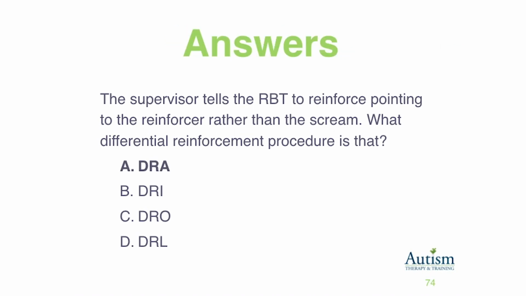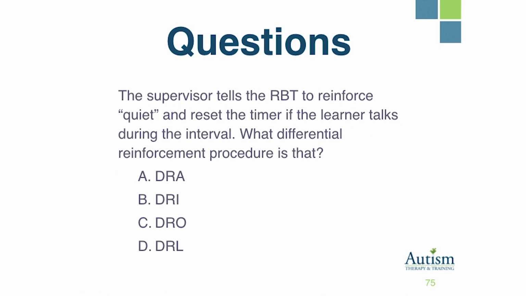And the correct response is A. DRA. The supervisor tells the RBT to reinforce quiet and reset the timer if the learner talks during the interval. What differential reinforcement procedure is that? A. DRA, B. DRI, C. DRO, or D. DRL?